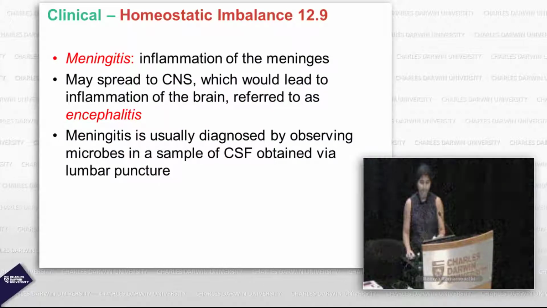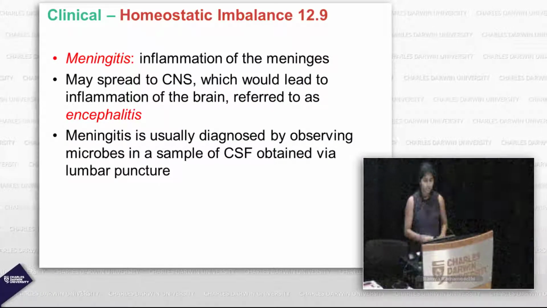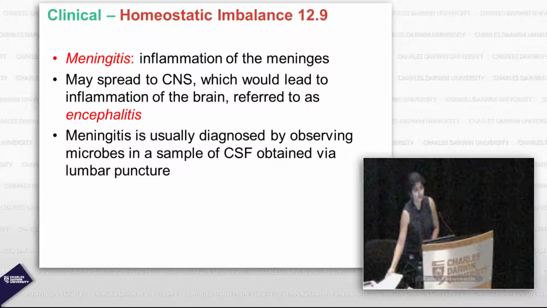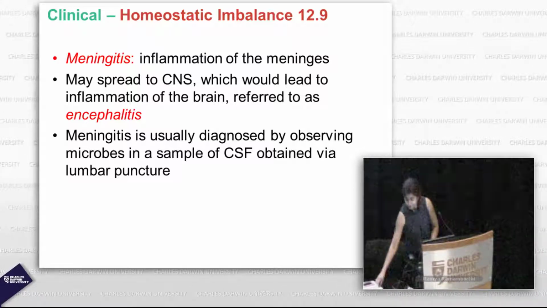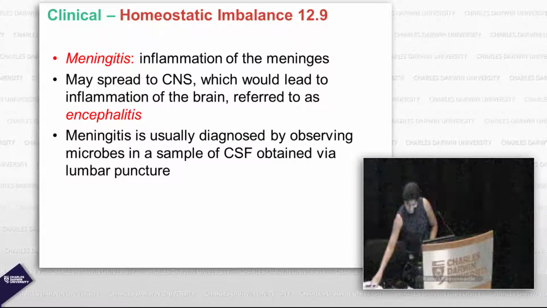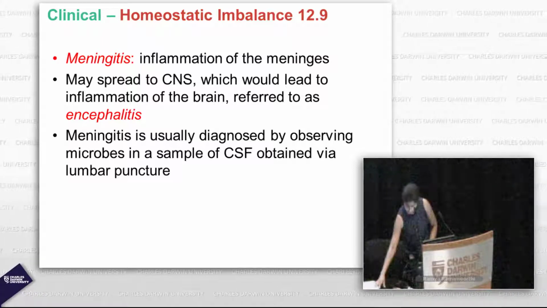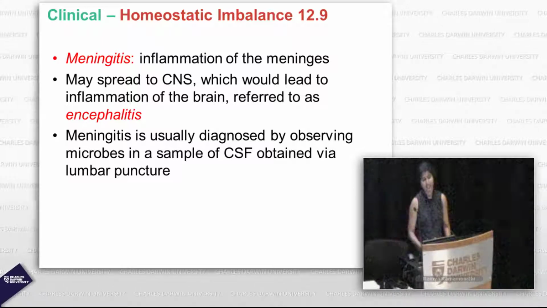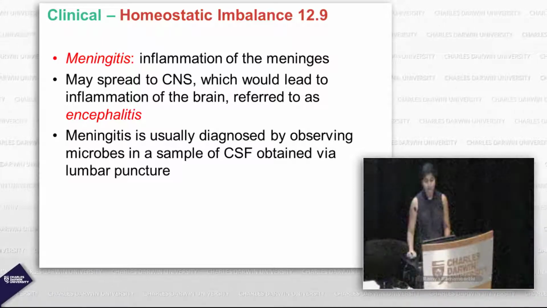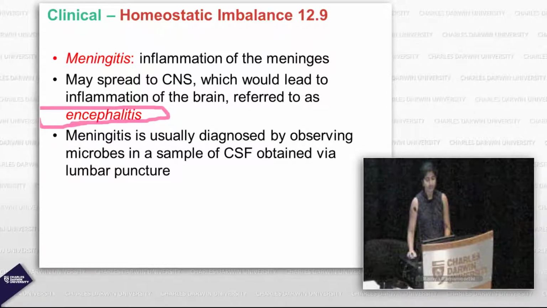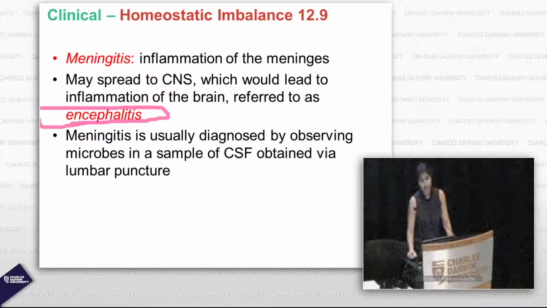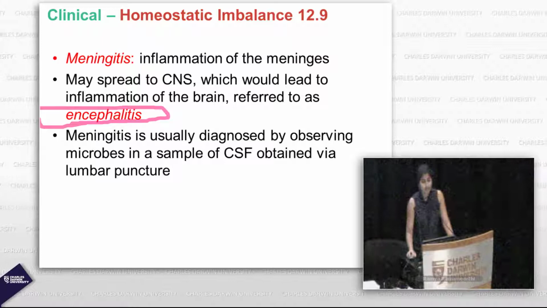The main homeostatic imbalance we see here is meningitis, which is inflammation of the meninges. If meningitis is not spotted and cured, the infection can spread into the central nervous system, which we call encephalitis. Encephalitis is more serious than meningitis. How do we identify meningitis? Through a lumbar puncture, which they usually do for little kids.